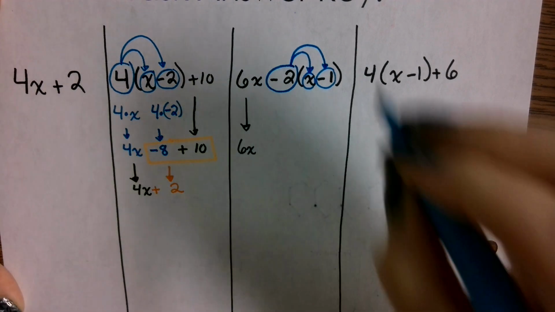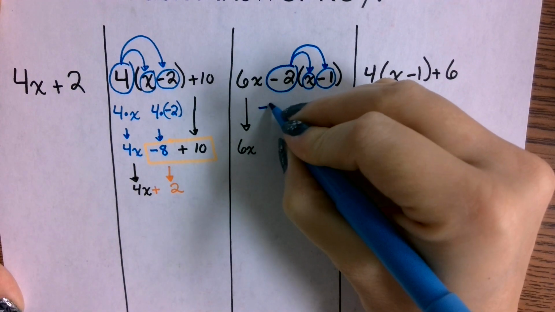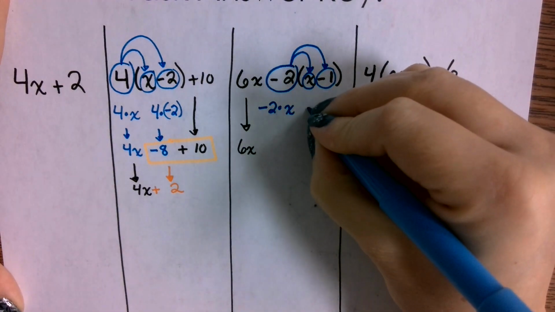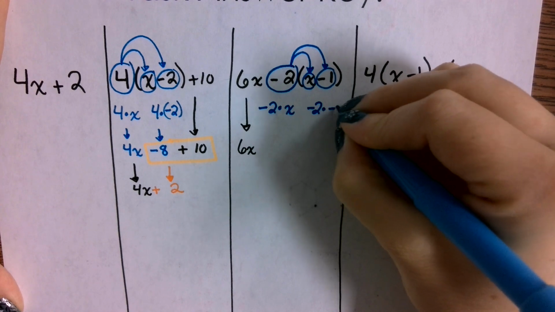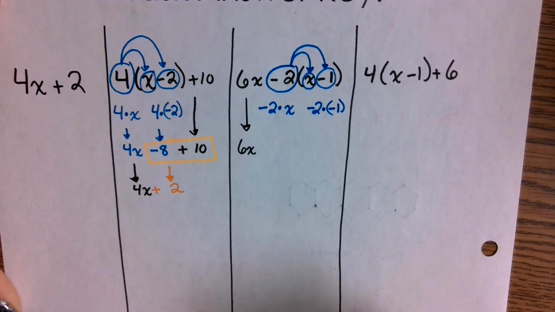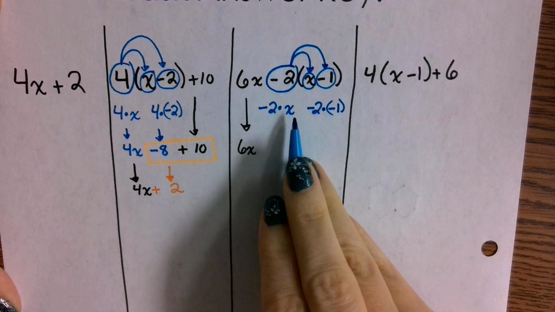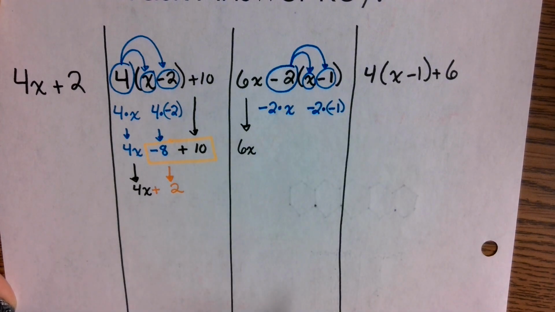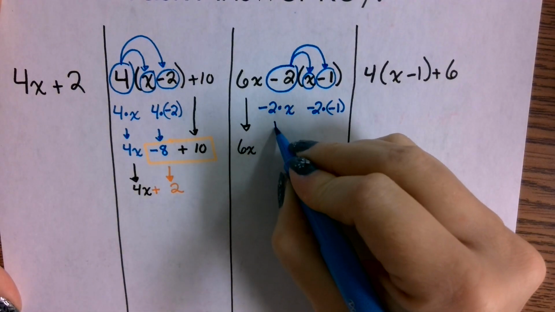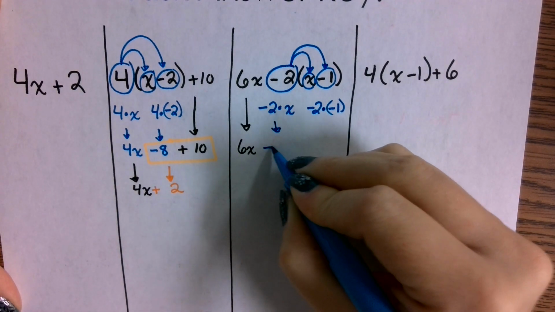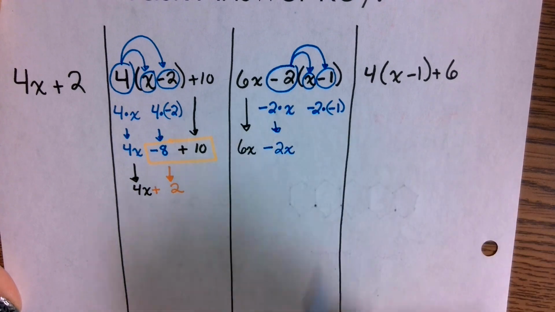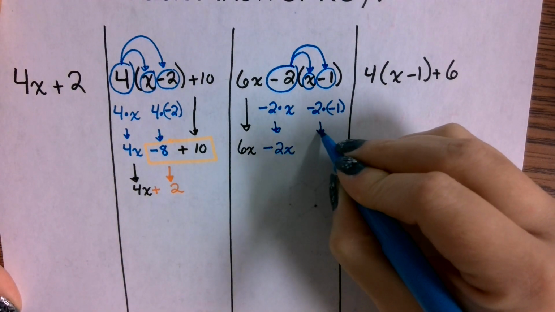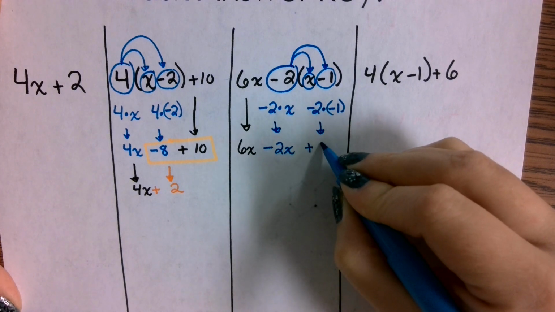Right. So we're going to multiply -2 times x, and we're going to multiply -2 times -1, because that -1 acts like a negative sign. So when we do -2 times x, we get -2x. And when we do -2 times -1, we get a +2.